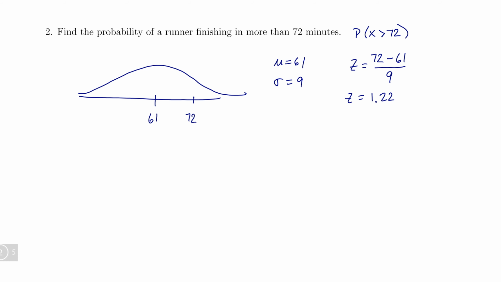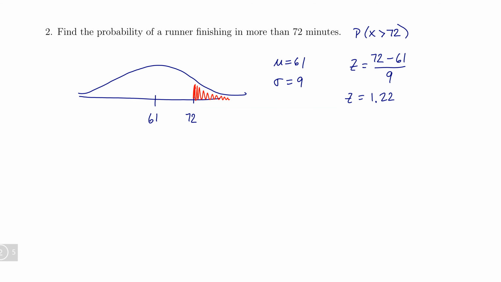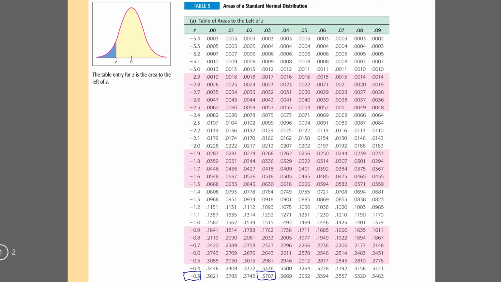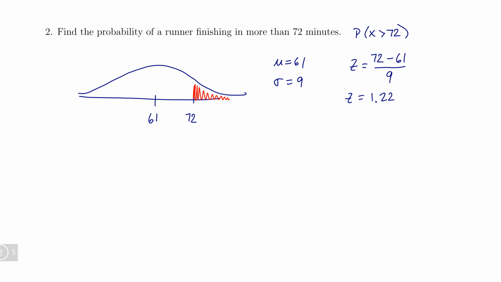So, since we're looking for the probability that a runner finishes in more than 72 minutes, in this case, we're looking for the area to the right of 72. We need to remember that the table will only give us the area to the left. When we go to the table and we look up positive 1.22, we find 1.2, and then we go over to 0.02, and we see that the area to the left of 1.22 is 0.8888. So in our drawing, this is the non-shaded area.